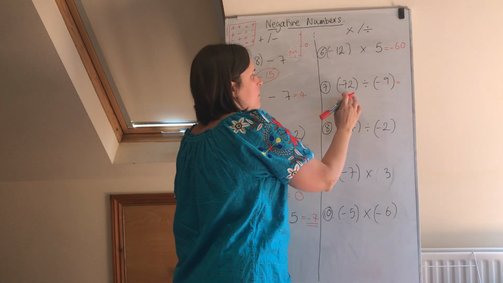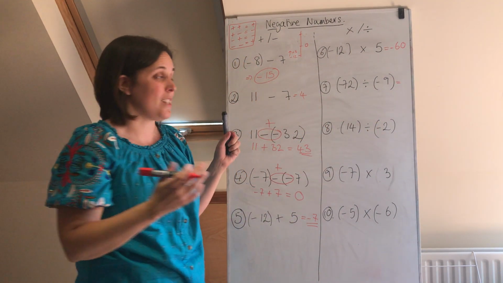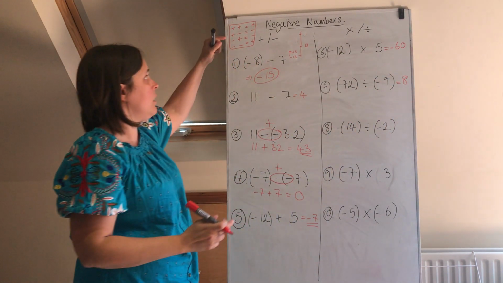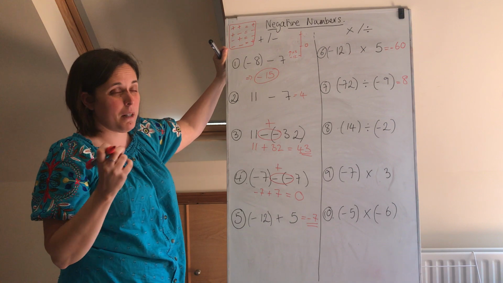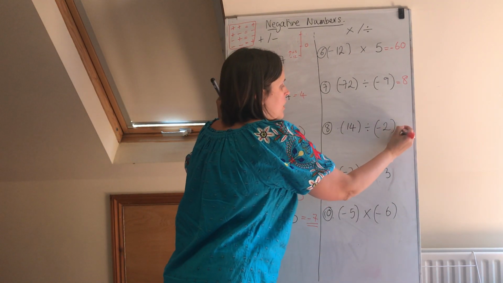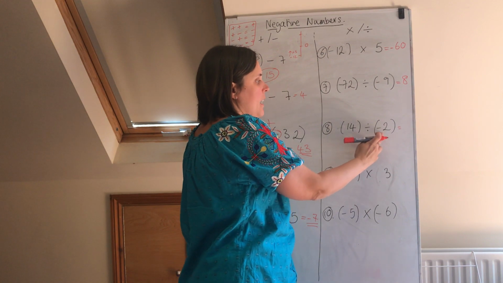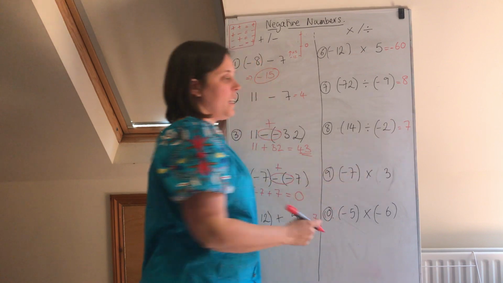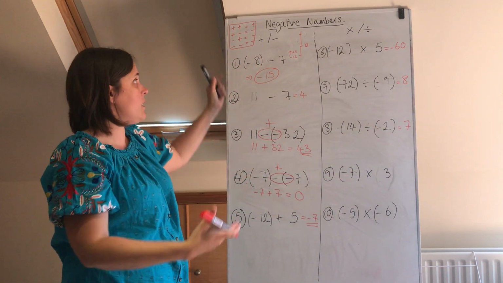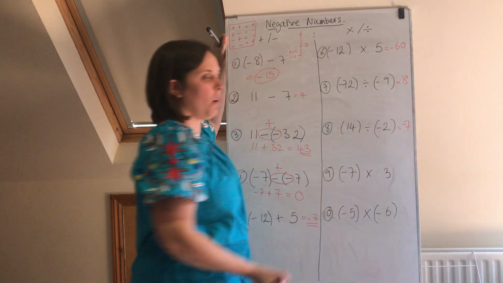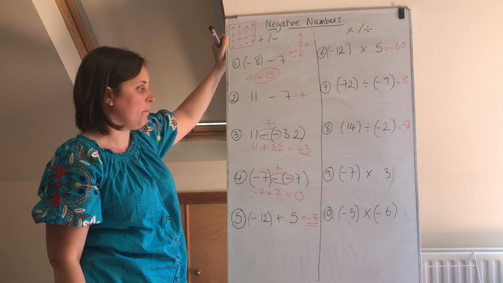This question here, 72 divided by 9 is just 8. We've got a minus divided by a minus. Two signs the same means that it will be plus overall, so that's the answer there. Next question, 14 divided by negative 2. Well, 14 divided by 2 is 7. It's a plus and a minus, so the answer must be negative. So we apply that at the end, so it's negative 7.